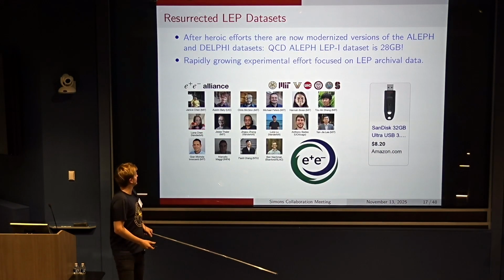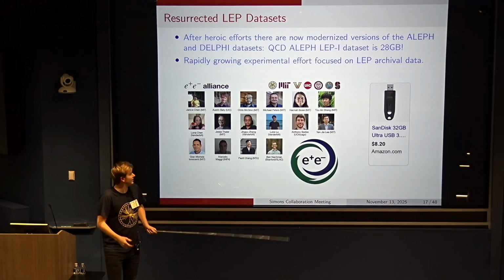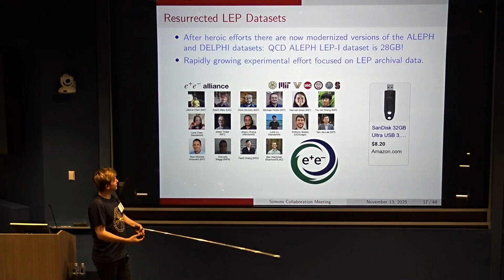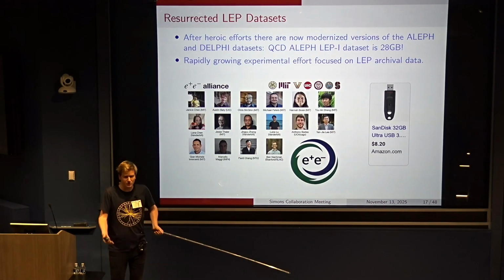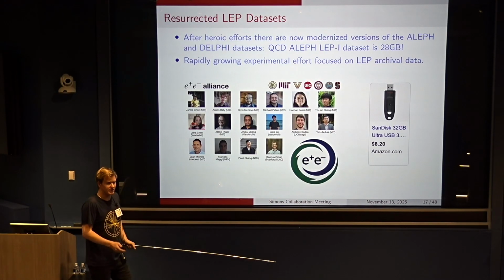And so the outcome of this, after this huge amount of effort, which took several years, is that we actually have the fully modernized versions of the Aleph and Delphi data sets, which we can use to study aspects of QCD. Yes?